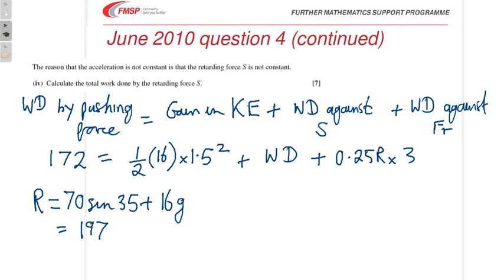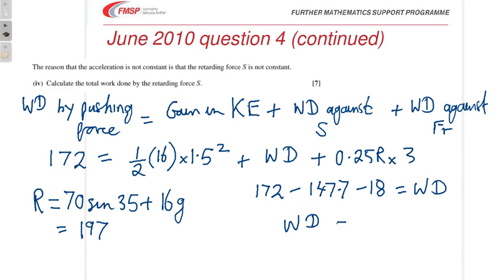So our equation now becomes 172 minus 147.7 minus 18 equals work done, finally giving us that the work done by S. Work done is equal to then 6.3 joules.